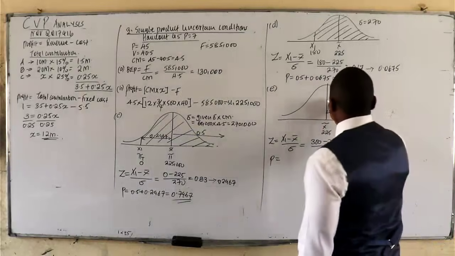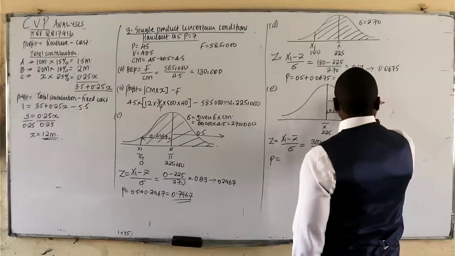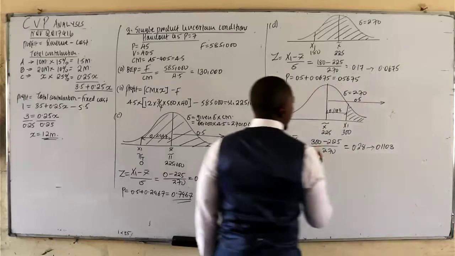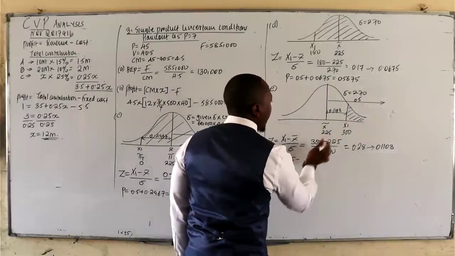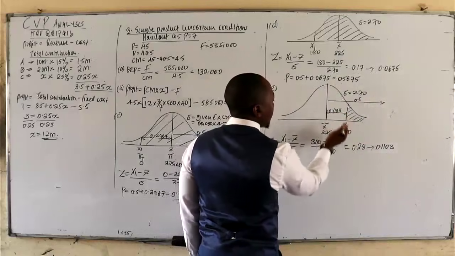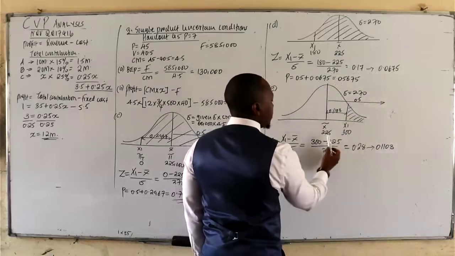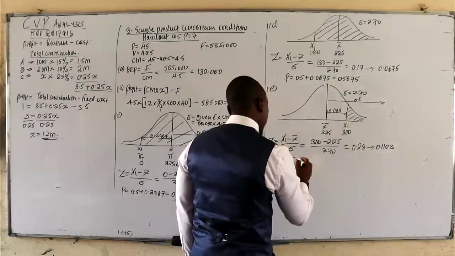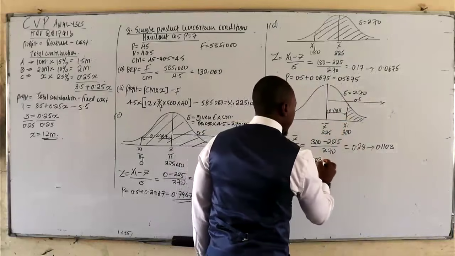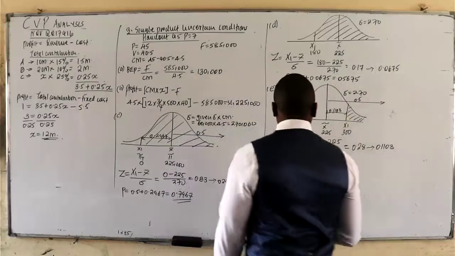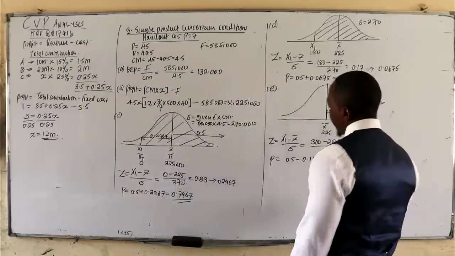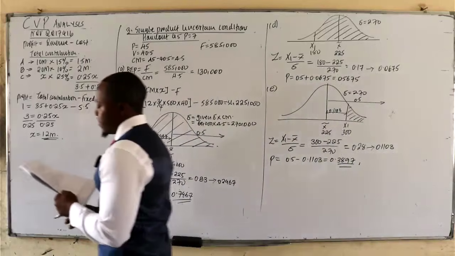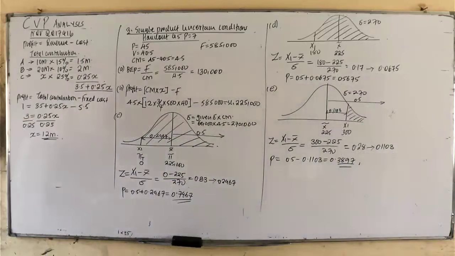But we know that all this, the probability is 0.5. So to get the area of interest, we'll be taking 0.5, eliminating what we have put in, the probability between 225 and 300, which is 0.1103. We get 0.889. That's the probability that they'll at least make a profit of 300. So you can copy.